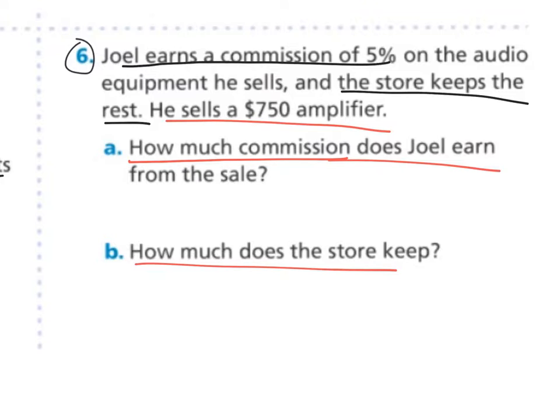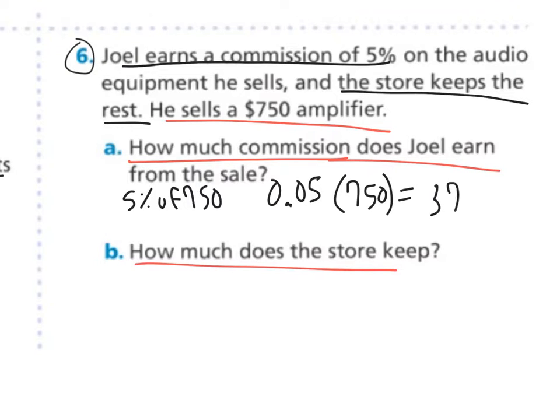So basically for the commission, we're trying to find 5% of 750. So 5%, if you move your decimal 2 spots to the left, that's 0 and 5 hundredths. Times 750 is 37.5. Since we're talking about money, we can add a 0 on. It would be $37.50.